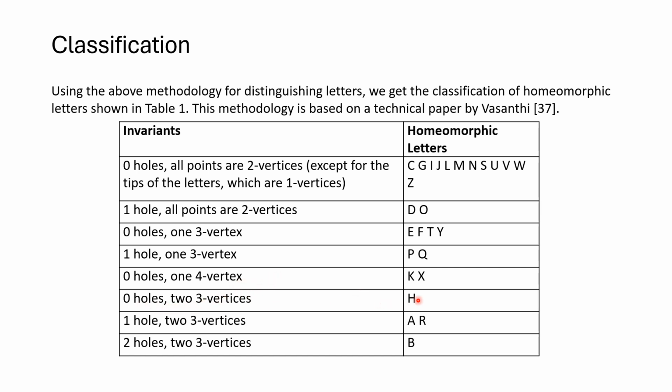H is kind of unique. It's in its own category. It has 0 holes and then 2 3 vertices, 1 here and 1 here. The A and the R have 1 hole each, and A has a 3 vertex here and here, and R has 1 here and then here.